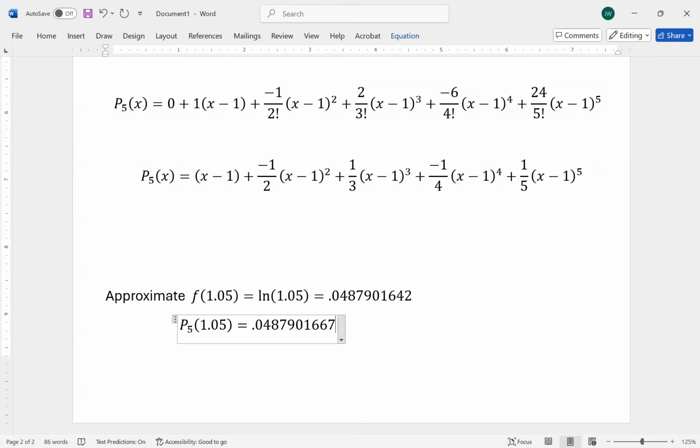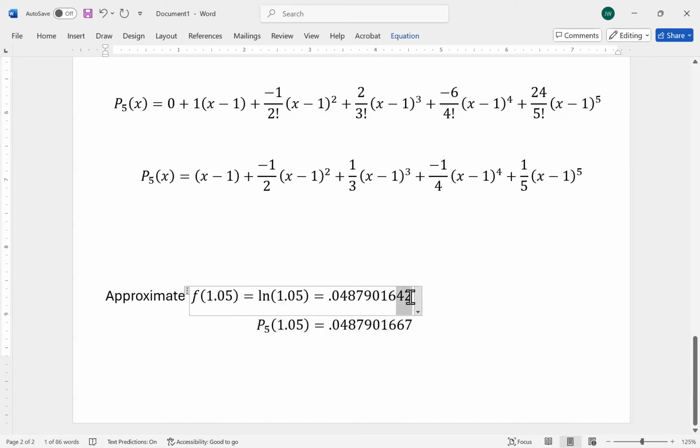0.0487901667. Notice how close those two values are. If I put them right under each other, they're exactly the same until we get out to the last two decimals on my calculator. This shows that close to the x value of 1, my polynomial approximates my function pretty well.